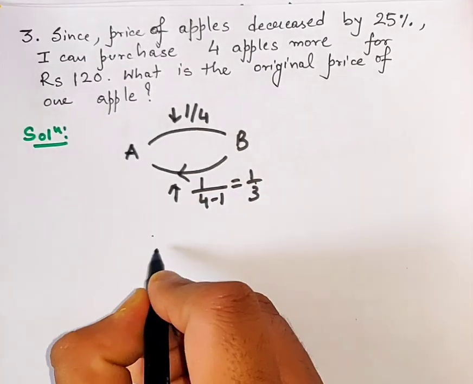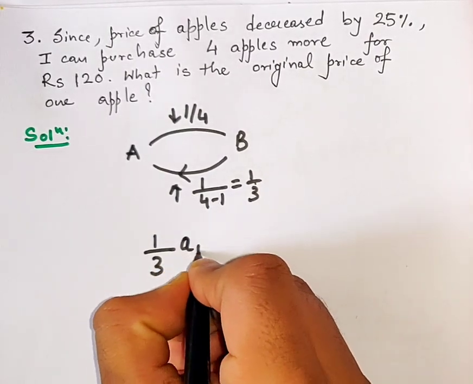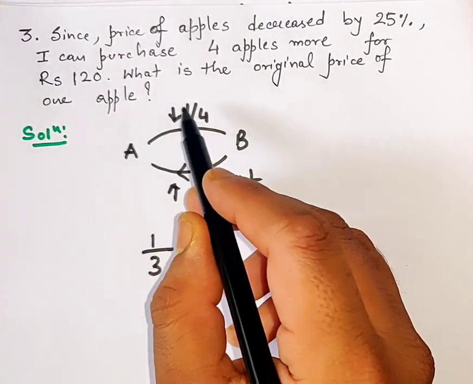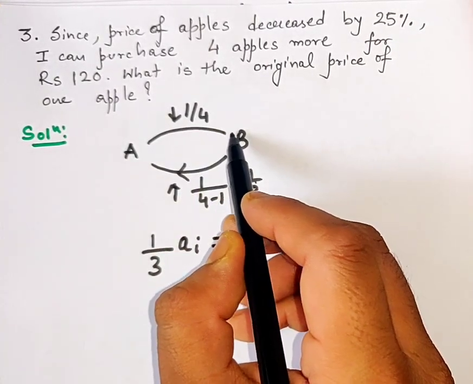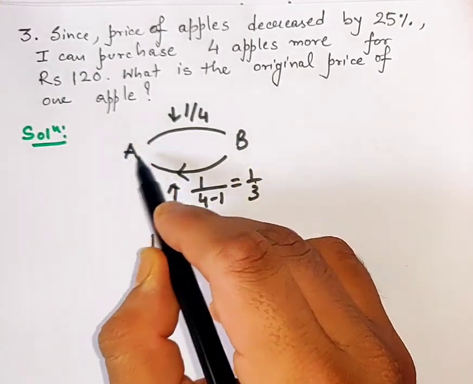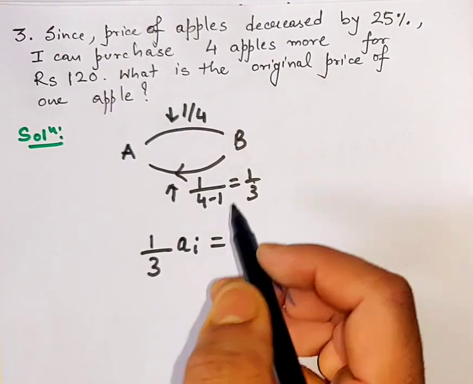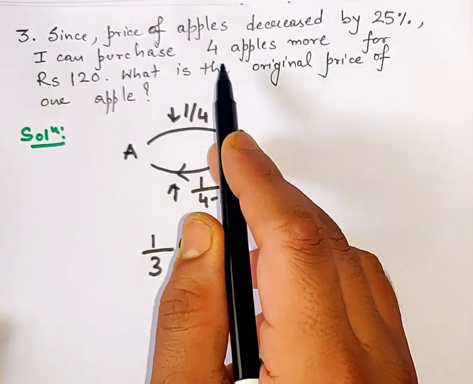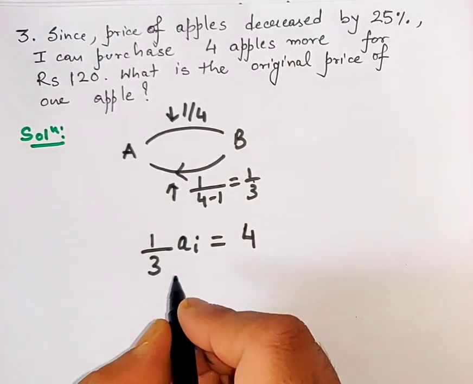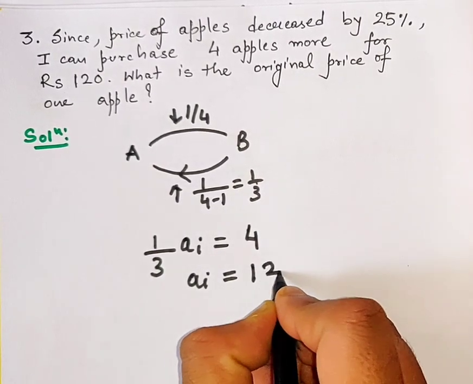So 1/3 you can buy how many more? 1/3 of initial quantity of apples. Because price of apple decreased by 1 by 4, the quantity of apples you can increase by 1 by 3 so that you can spend the same amount of money. So 1/3 of initial apple is how much given? 4 apples. 1/3 of initial apple is 4. So what was my initial number of apples? Initial number of apples was 12.